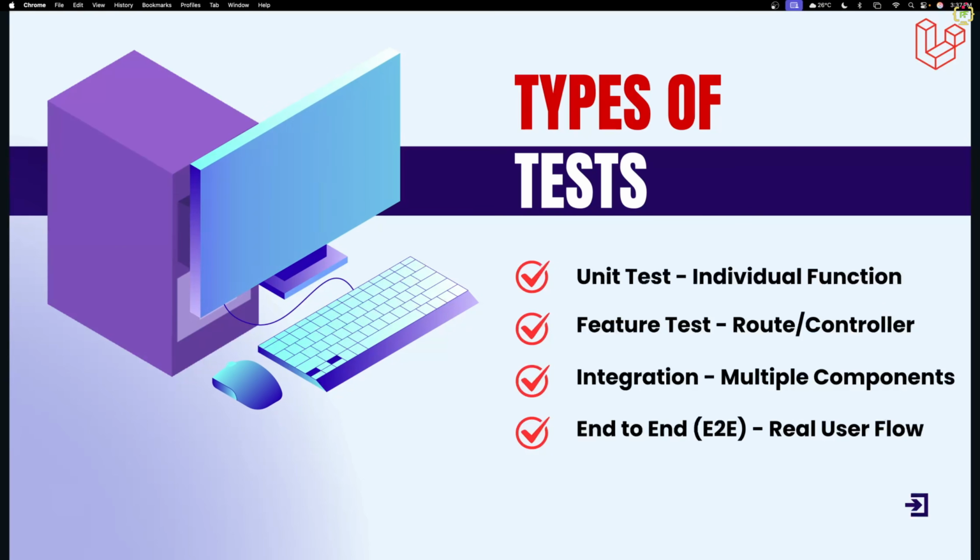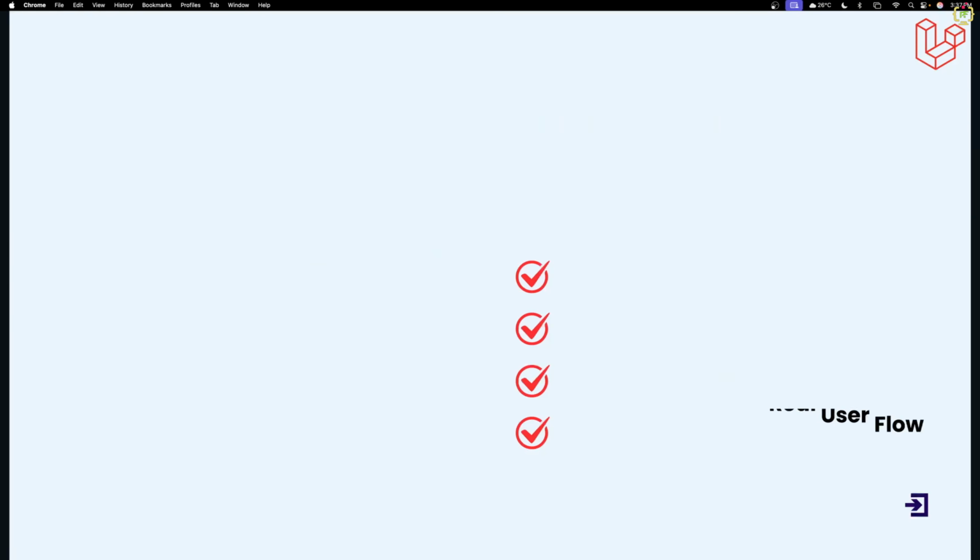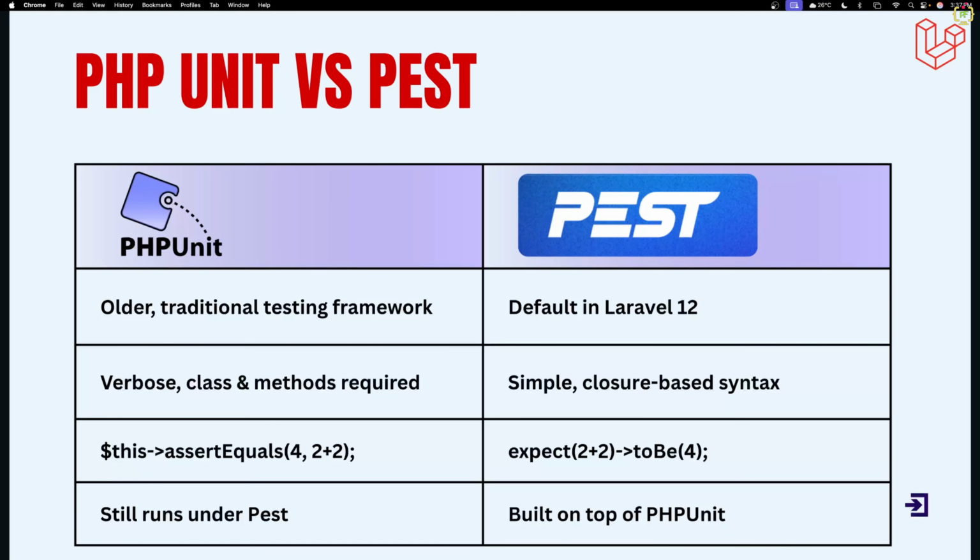So E2E tests are your final safety check that test the entire system from backend to frontend to ensure everything works together smoothly. In this entire series, we will focus mostly on unit tests and feature tests. They cover most day-to-day Laravel needs. Now we will jump to the quick comparison between PHPUnit versus Pest.